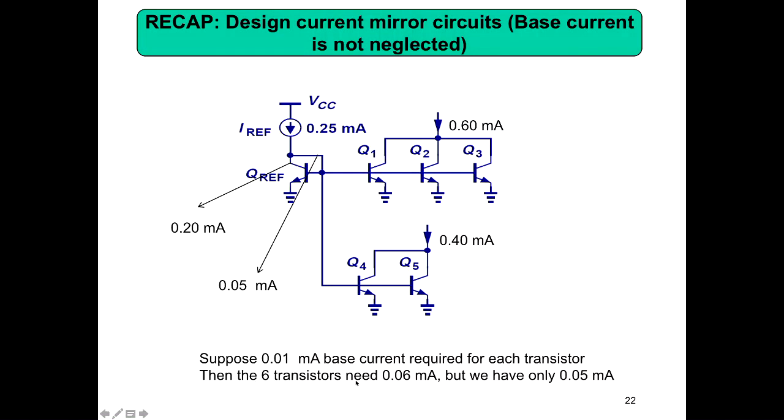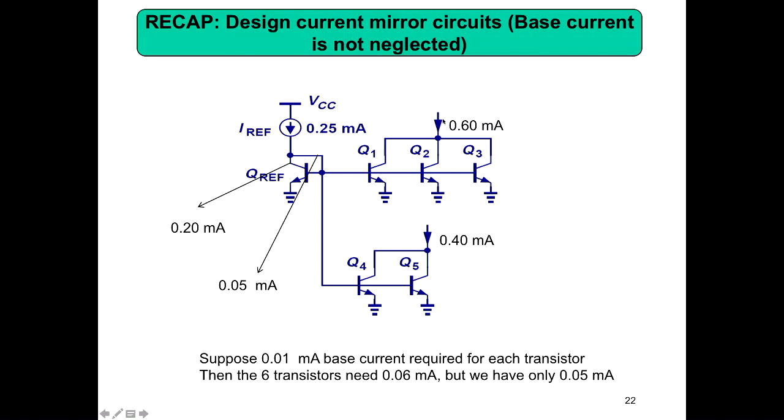Then the 6 transistors need 0.06 milliamps, but we have got only 0.05 milliamps here. You know what I mean? It means when you connect more transistors, this current will limit how many transistors you can connect. You know what I meant? Because what will happen is this current will be less than the required current.